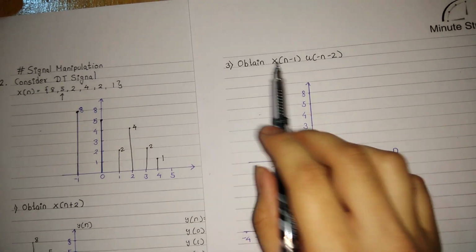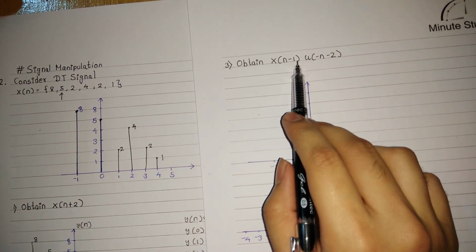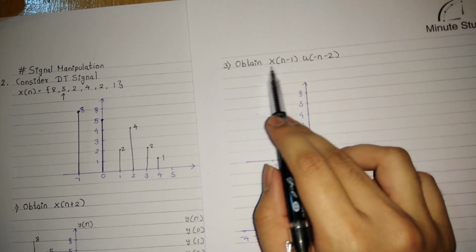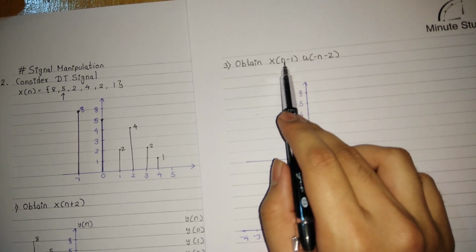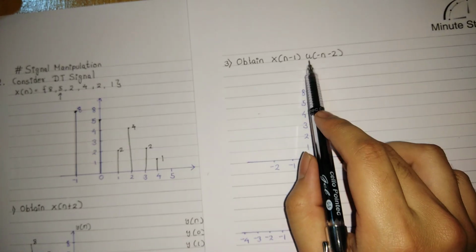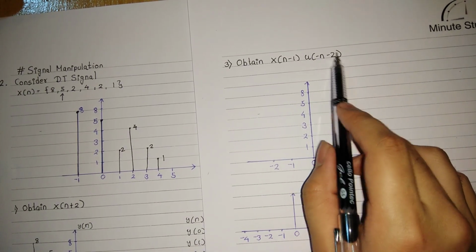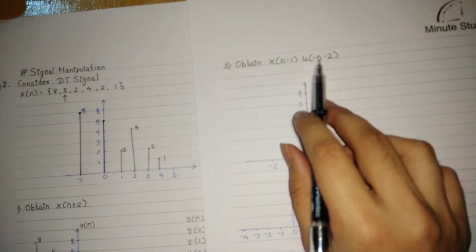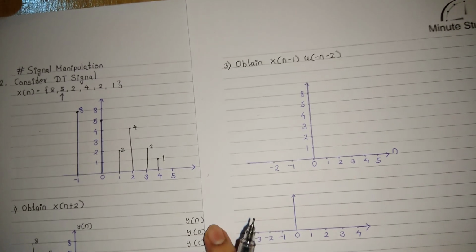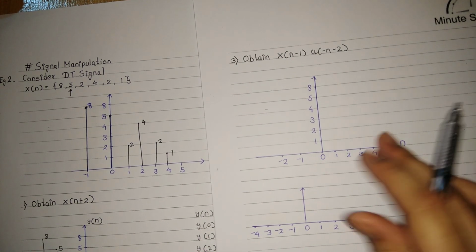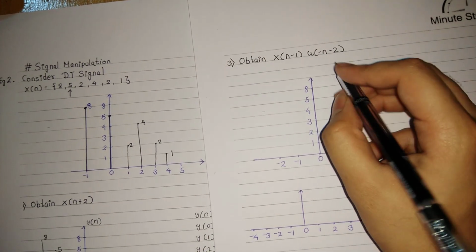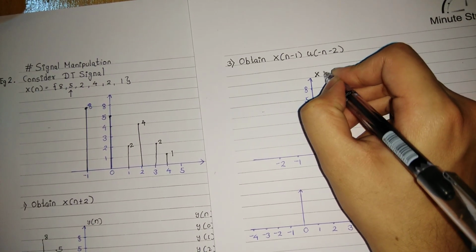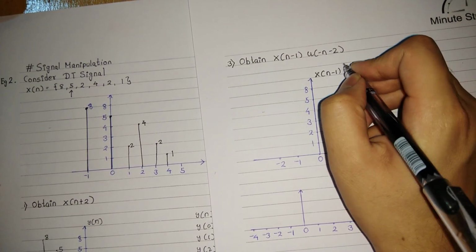Third sub problem is like we have to obtain x of n minus 1 into u of minus n minus 2. Guys, x of n minus 1 is basically a shifting operation which we have performed on a given DT signal, and u of minus n minus 2 is a combination of shifting and folding, and multiplication of the both we have to perform. Okay, so let's get started. First let's obtain x of n minus 1.